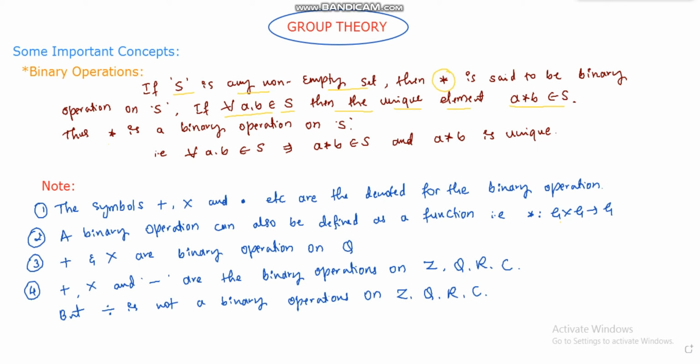Third, addition and multiplication are binary operations on rational numbers. Fourth, addition, multiplication and subtraction are binary operations on integers, rational numbers, real numbers and complex numbers. But division is not a binary operation on all of these.